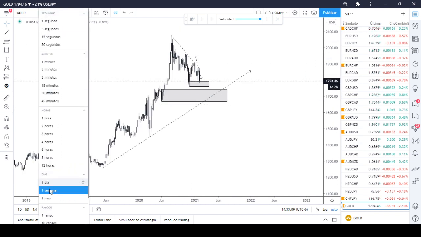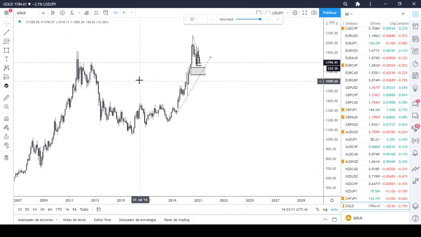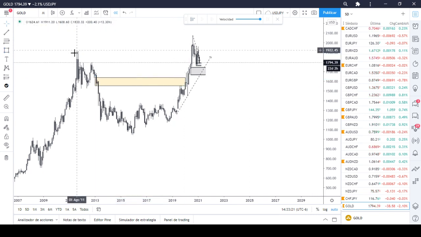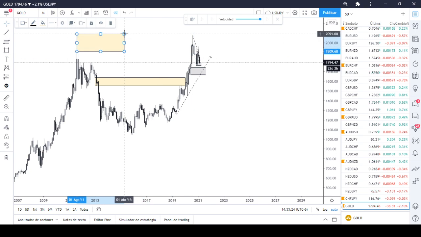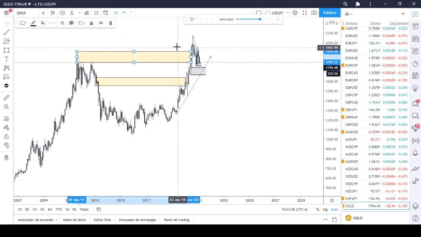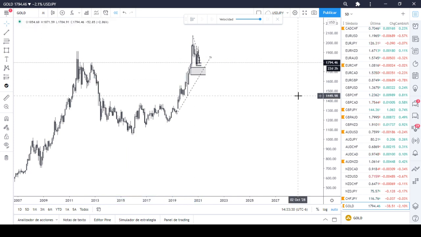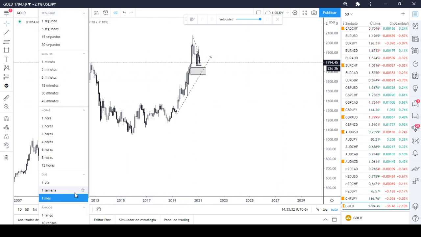So let's check the monthly. On monthly, see what happened. This is completely bullish. Why? This level got removed on the monthly, and this high was also removed. And the strategy tells me that when I have two levels being taken out, that means trend. So we have a bullish trend on the monthly.